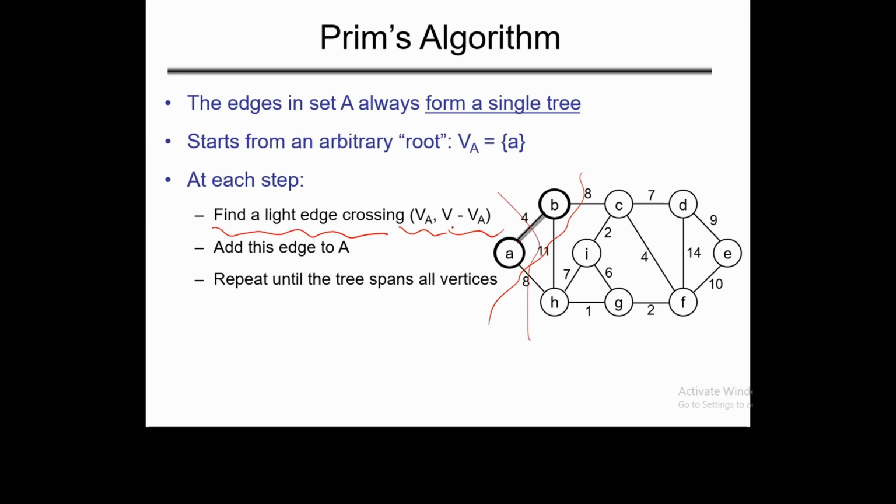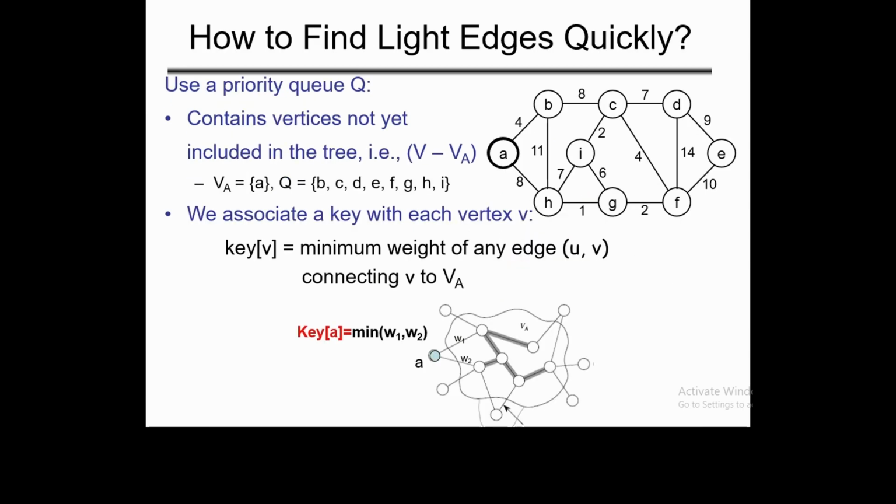These two vertices are the set of vertices of the spanning tree, and these are the rest of the vertices. We simply add it here like this. Okay, so we can use a priority queue here for the implementation. So use a priority queue that contains the vertices not yet included in the tree, that is V minus VA. From that priority queue, we will select the vertices.